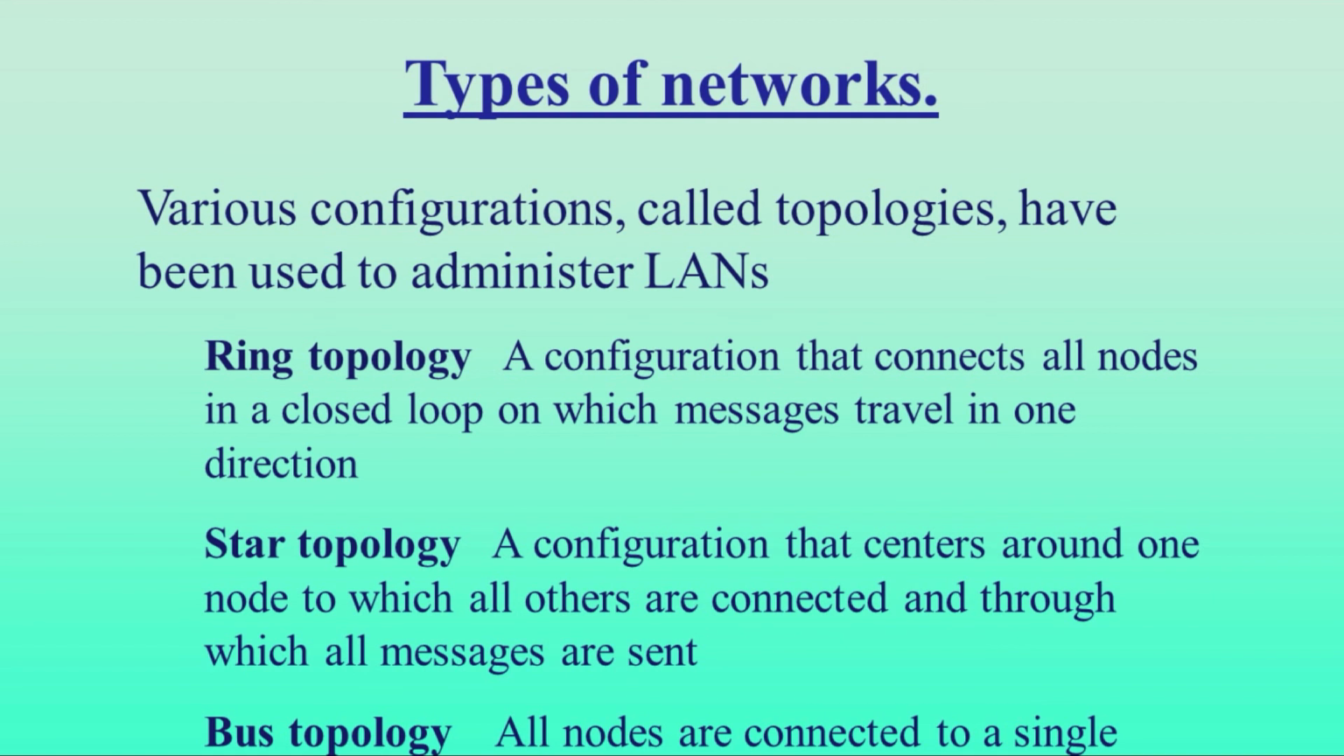So let's talk about the topologies of networks. Various configurations called topologies have been used to administer LANs. The first type of network is a ring topology, a configuration that connects all nodes in a closed loop on which messages travel in one direction. And next one is star topology, a configuration that centers around one node to which all others are connected and through which all messages are sent. And the third, bus topology, where all nodes are connected to a single cable.